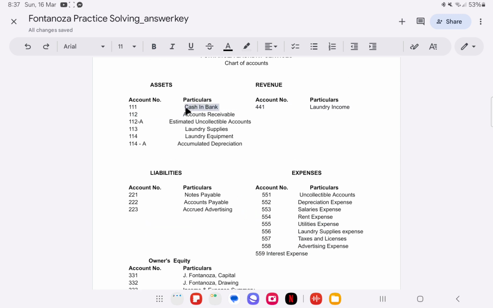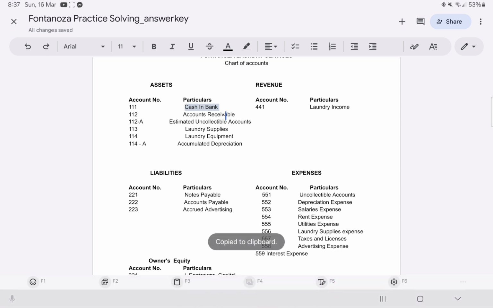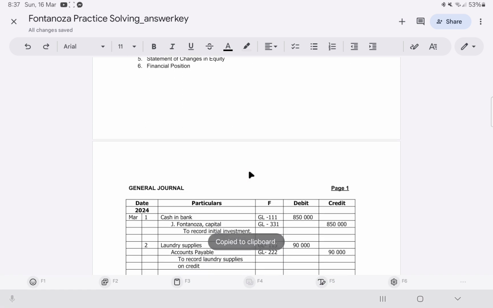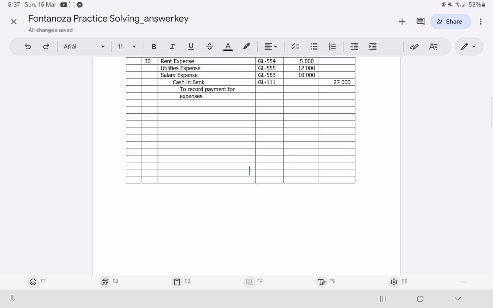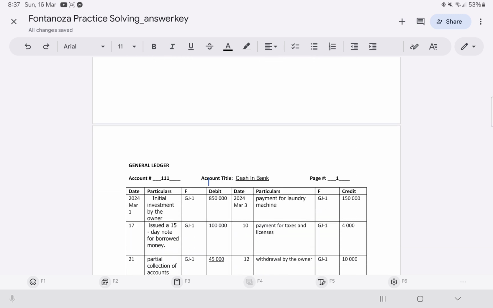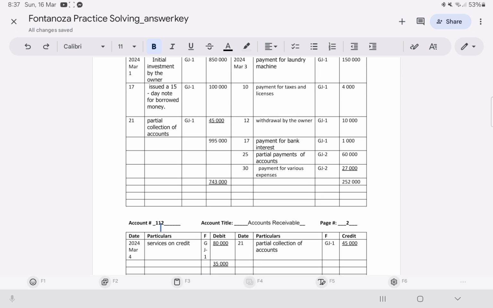Okay, so first, cash in bank. The account number of cash in bank is 111. Okay, go to the general ledger. So 111, then cash in bank. This is page 1 since cash in bank is the first accounting title. Then next is 112 accounts receivable, then page 2.